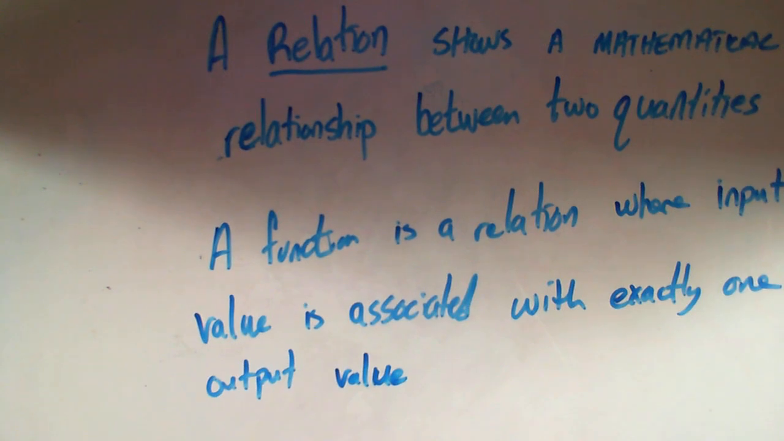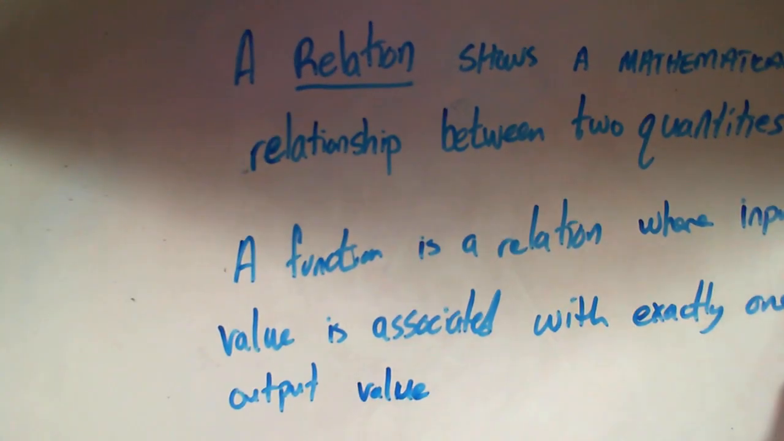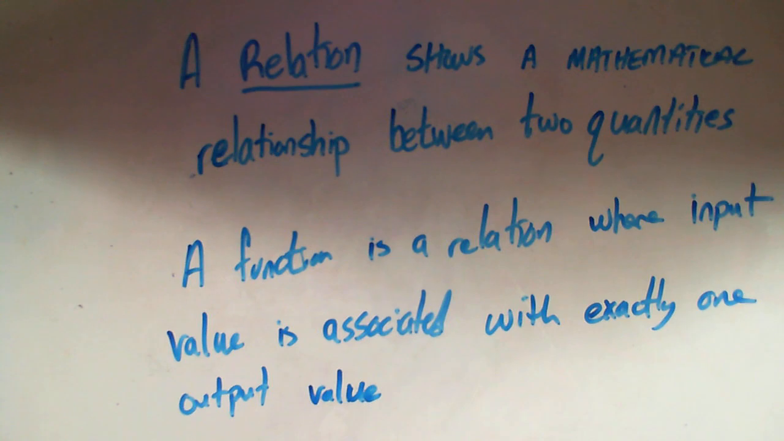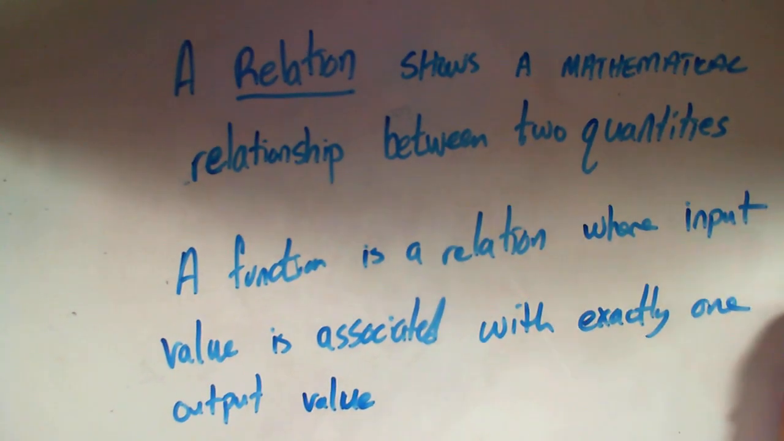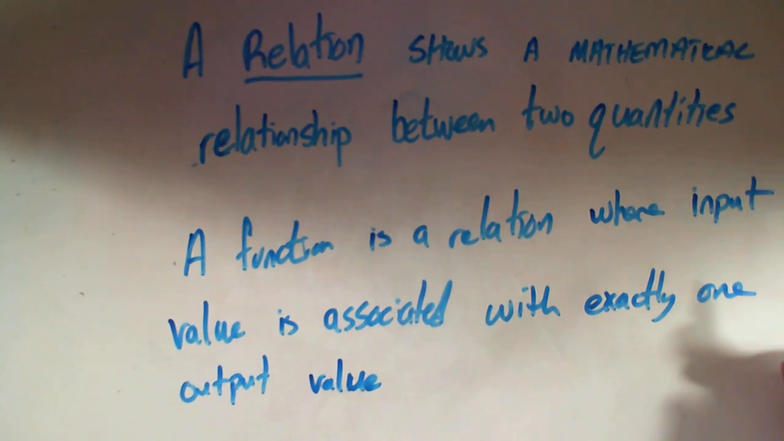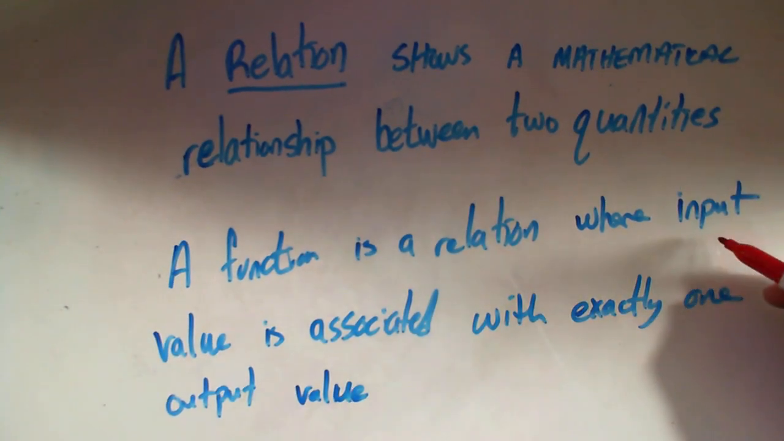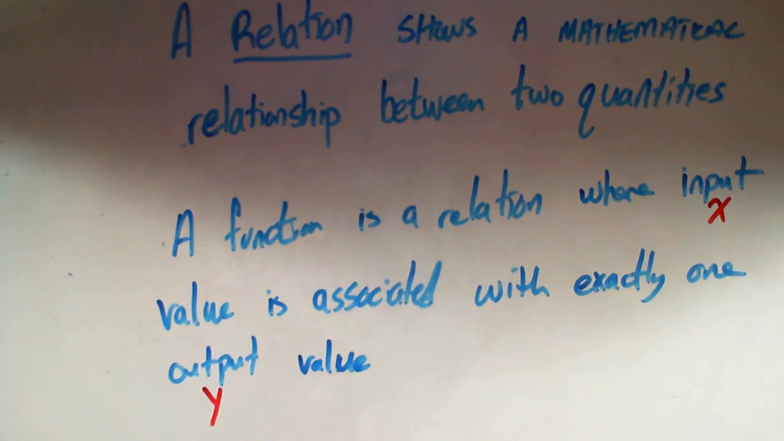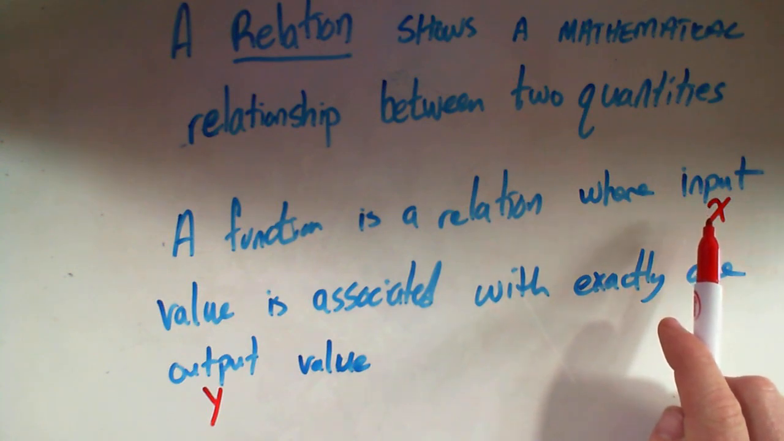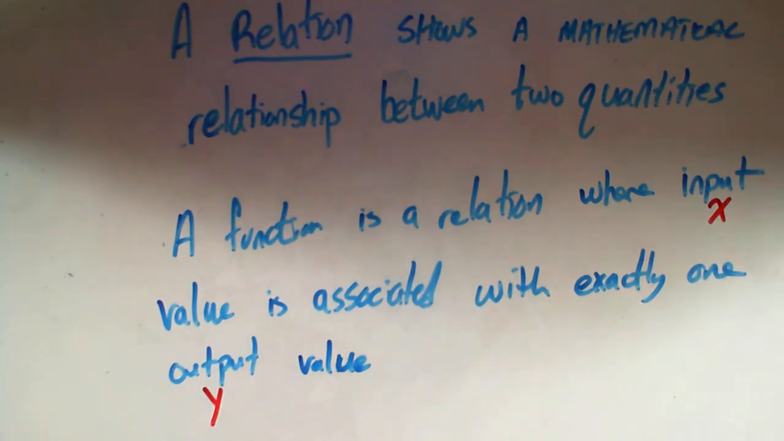Now, we usually refer to these input values as x's, though there's nothing magical about x, and occasionally you'll see a t or a q or some other value associated with it, but usually we think of the input as x and the output as y. So a function is a relationship such that each x is associated with exactly one y.